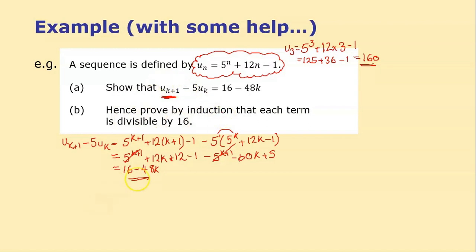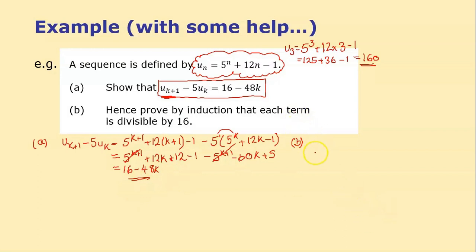And this is obviously the main body of what we're doing here. So I'll just do B over here. I think I've got some space on the next slide as well. And it says prove by induction that each term is divisible by 16. And this is where the help comes in, because I already know this is true. I've just proven it's true.